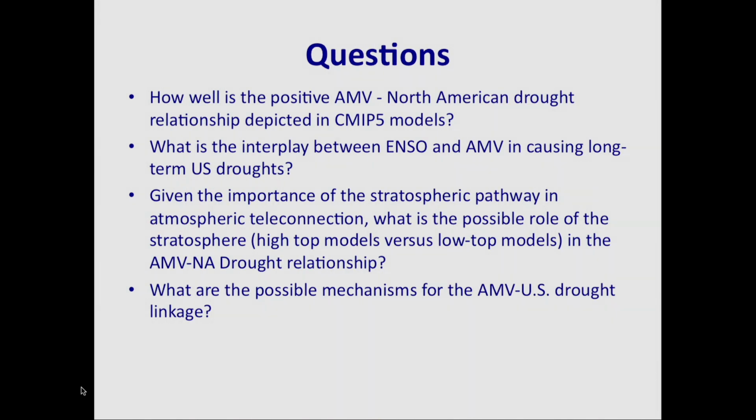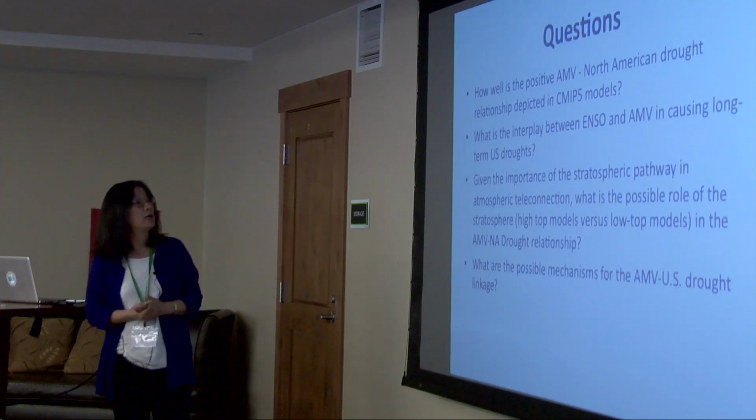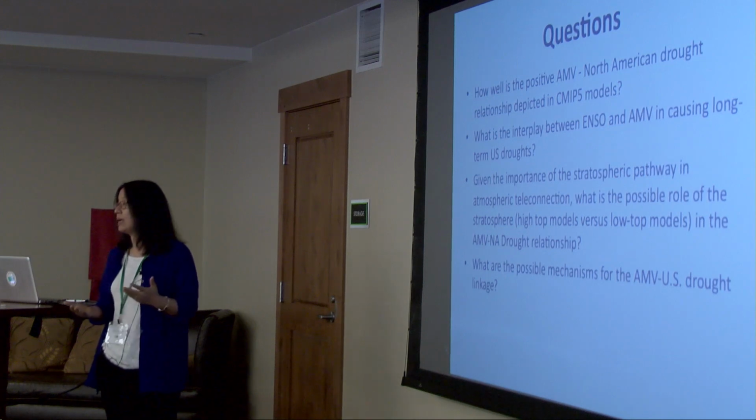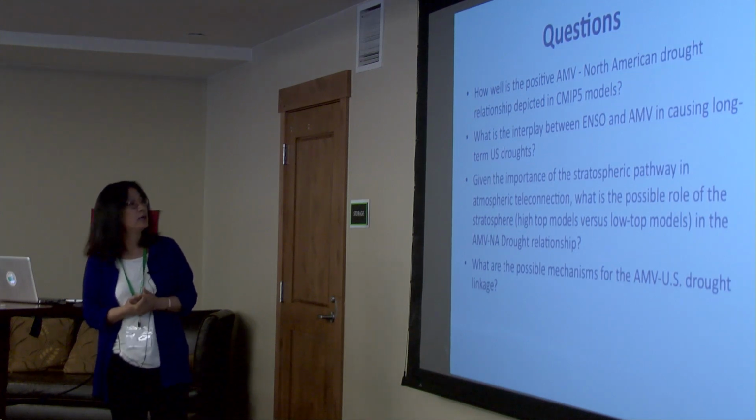So here are a few of the questions we want to address using the CMIP5 models. How well is the positive AMV North American drought relationship depicted in the CMIP5 models compared to, say, the previous version? And the interplay between ENSO and AMV, is that an important thing?